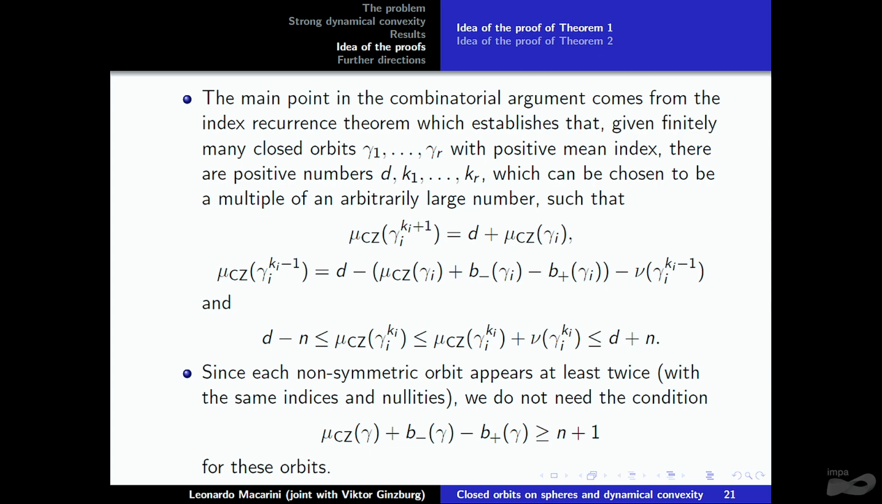Okay? This is a very technical argument. You use index theory, Bott's function, a lot of things. But that's the point. You need a control of this guy because of this index recurrence theorem, okay? And you need this control for the symmetric orbits only because the symmetric ones appear at least twice and with the same index and nullities, of course. So you need the control of this guy only for the symmetric orbits, okay? So this is just a rough idea of the proof of theorem 1, okay? So it uses equivariant symplectic homology and a combinatorial argument using index theory.